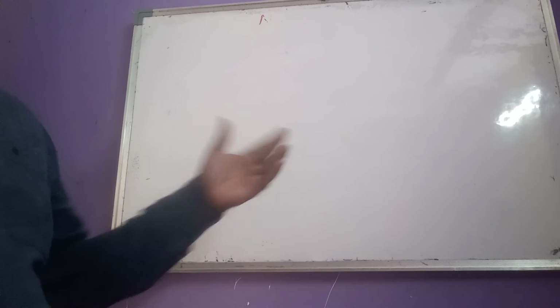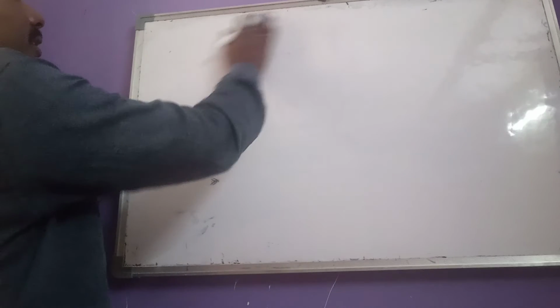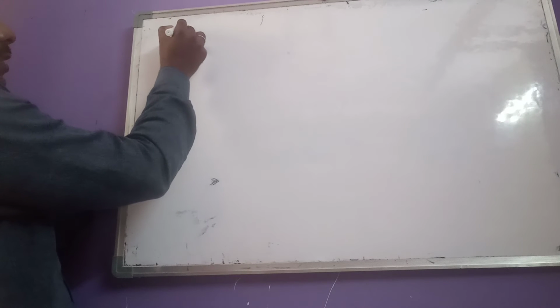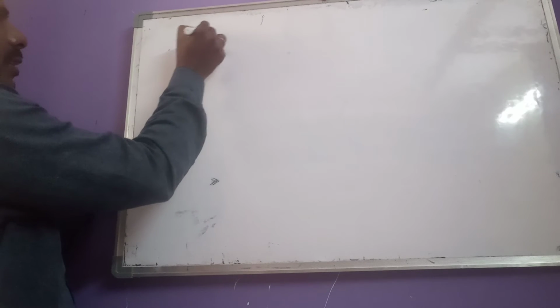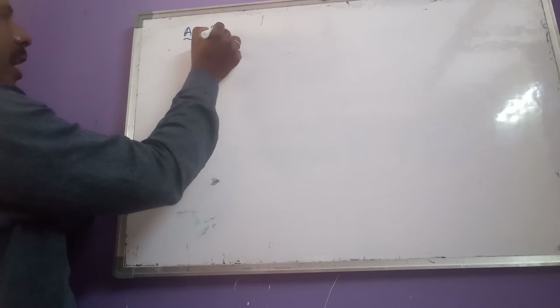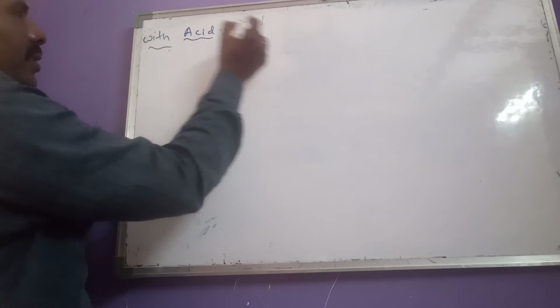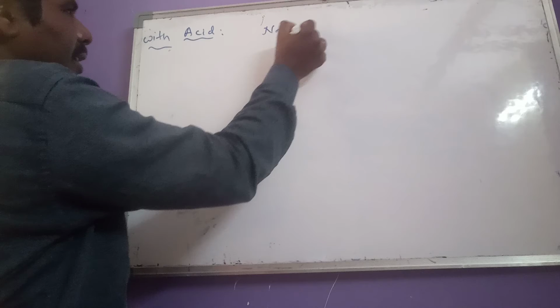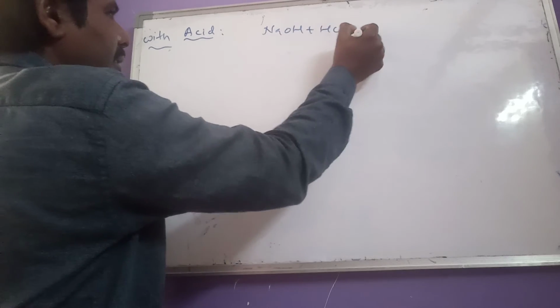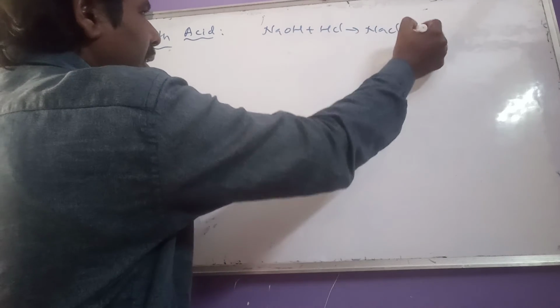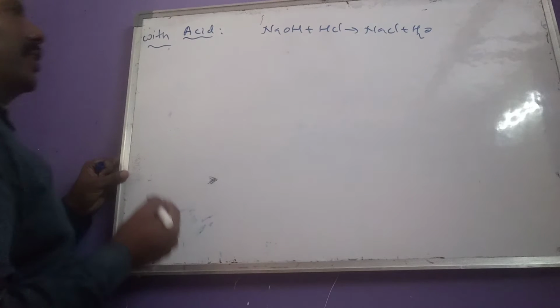Now let us see the chemical properties of NaOH. As NaOH has a basic nature, it reacts with acids. So let us see the reaction with acid. It is very easy: NaOH plus HCl gives NaCl plus water.